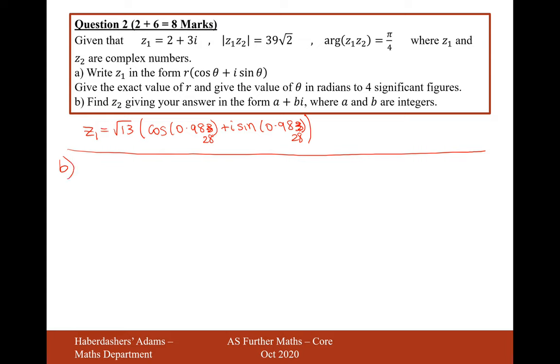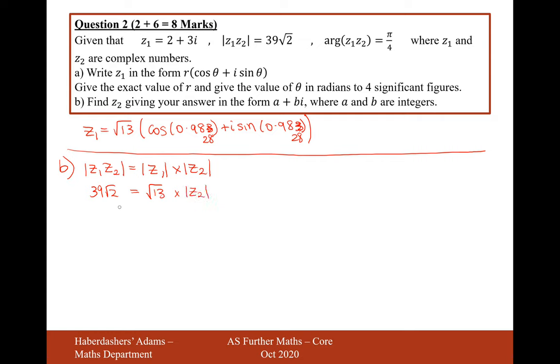Moving on now to B. Find z2, giving your answer in the form a plus bi, where a and b are integers. Okay, so the rule for modulus is that to work out two complex numbers multiplying together, to work out the modulus of that, you can multiply the moduluses separately. So there's a little rule that says this, and the modulus of z1 z2 is 39 root 2. So therefore z1, that had a modulus of root 13, and then this will be multiplied by the modulus of z2, so we don't know what that is yet.